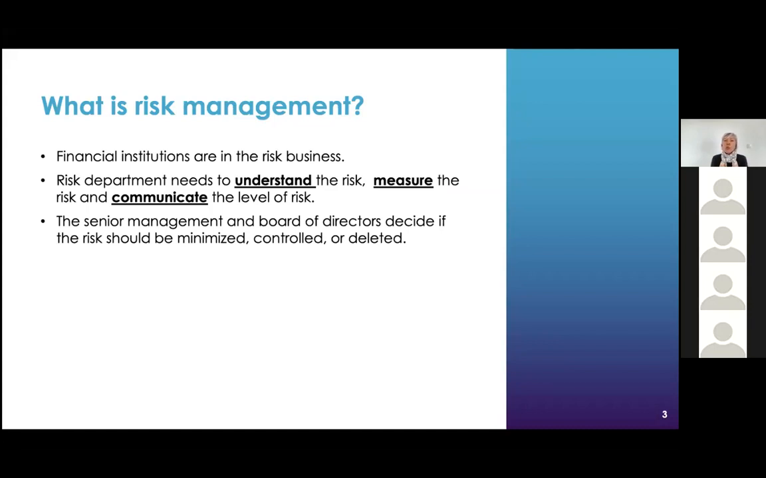But as a risk department and as an institution, we need to understand the risk. We need to measure the risk, and we need to communicate the level of risk. And who we are communicating it to is the senior managers and the board of directors, because they will decide the risk appetite of the institution. They will understand if the risk needs to be lessened, if it needs to be controlled, or in some cases, they will accept the risk. It's risky. They're going to accept the risk to make a loan, but they're going to set policies and procedures to make sure we get the money back.